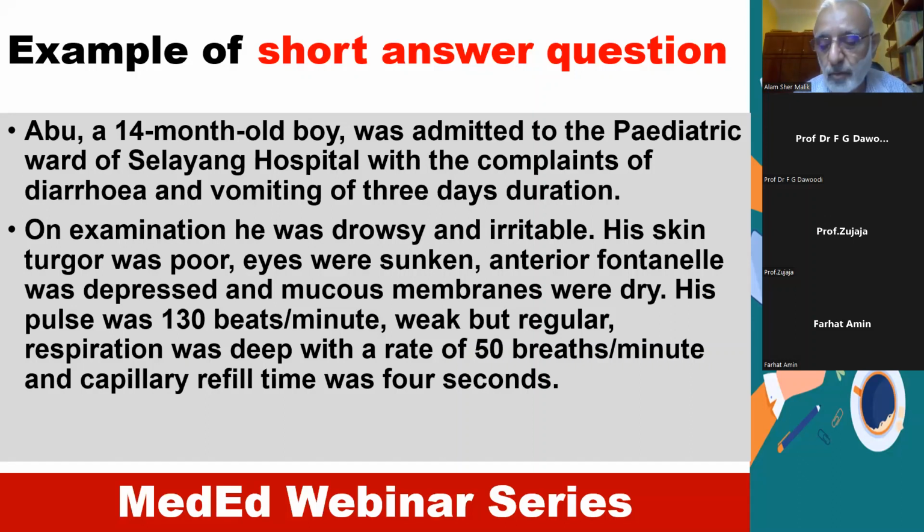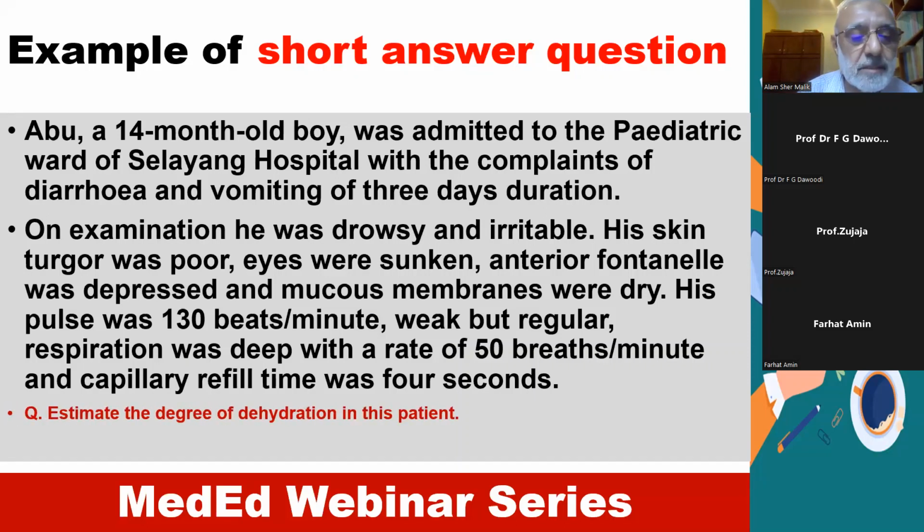So the scenario itself gives quite a detailed picture of the case. And the question is, estimate the degree of dehydration in this patient, and the answer would be just 2 words, severe dehydration. So this is an example of a short answer question where the question itself, or the scenario of the question, is quite detailed, but the answer is just 1 or 2 words. That is a classical example of a short answer question.